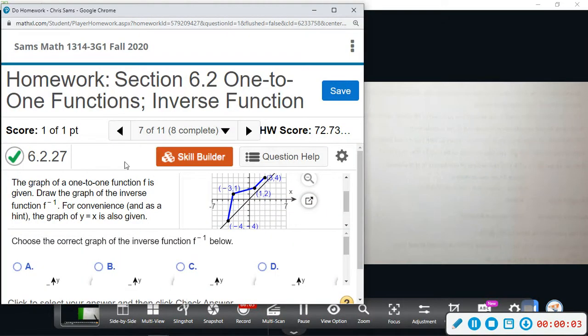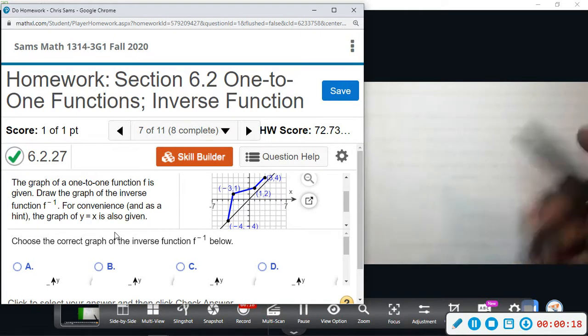Alright, number 7, we want to draw the graph of a one-to-one function. The graph of the one-to-one function is given. We want to draw the inverse, f negative 1. I'm going to do the best I can to sketch this to scale.